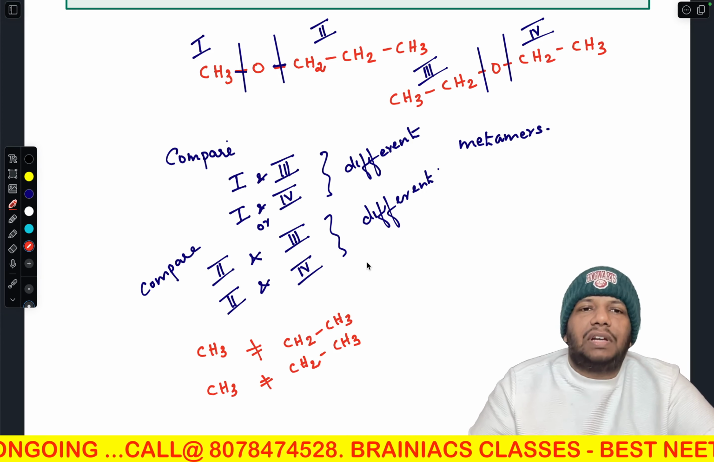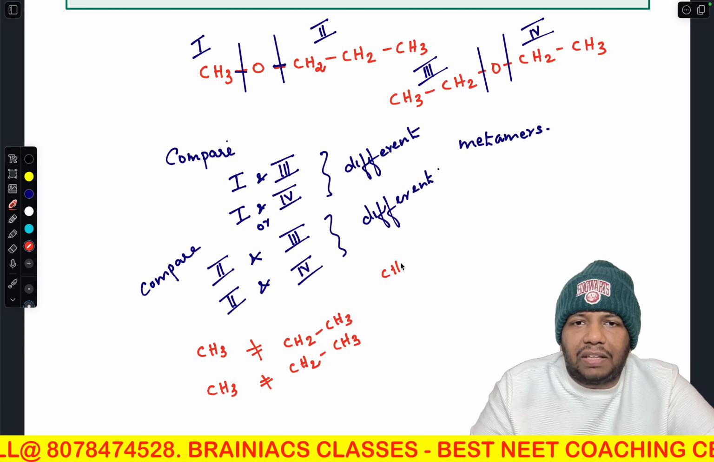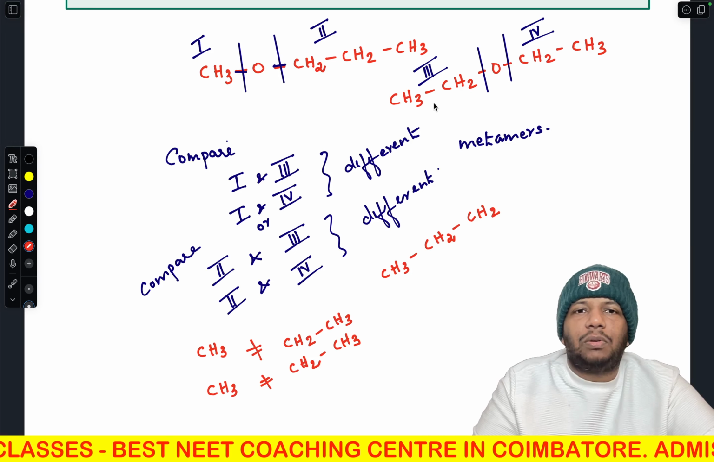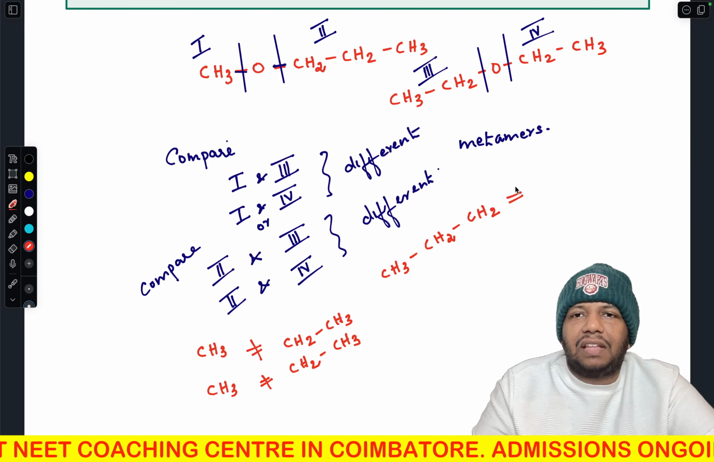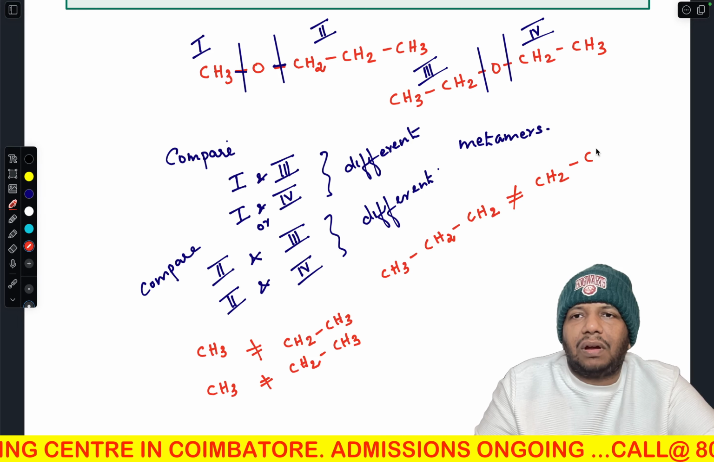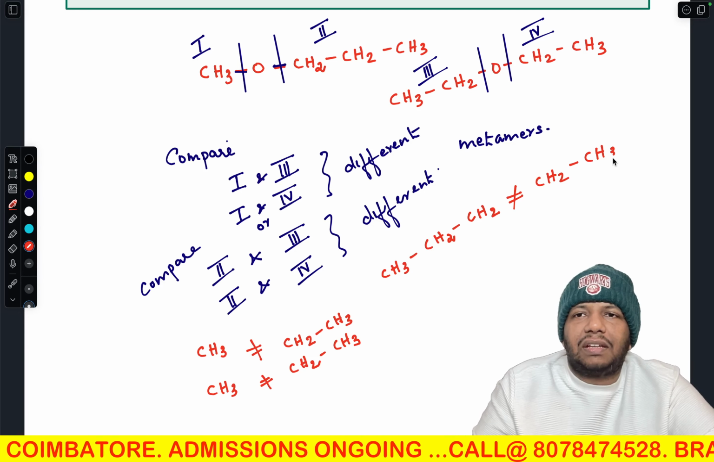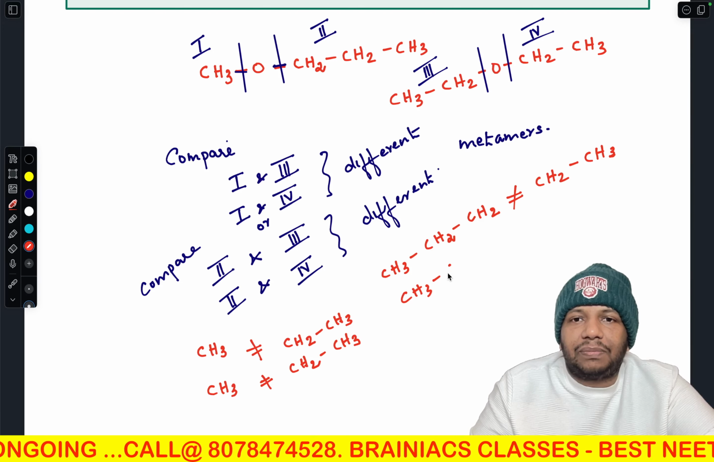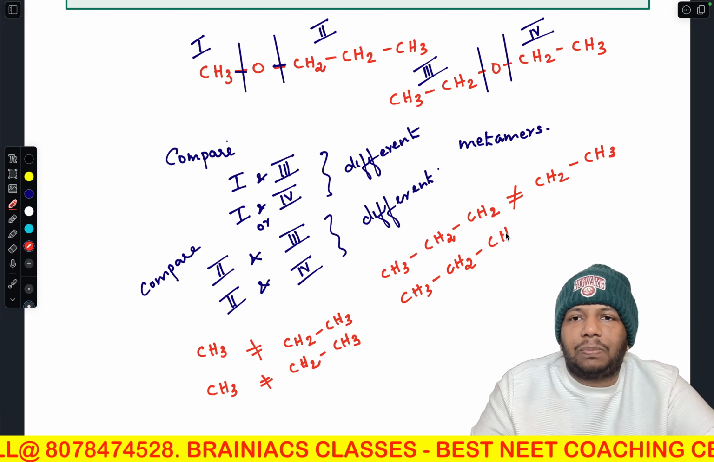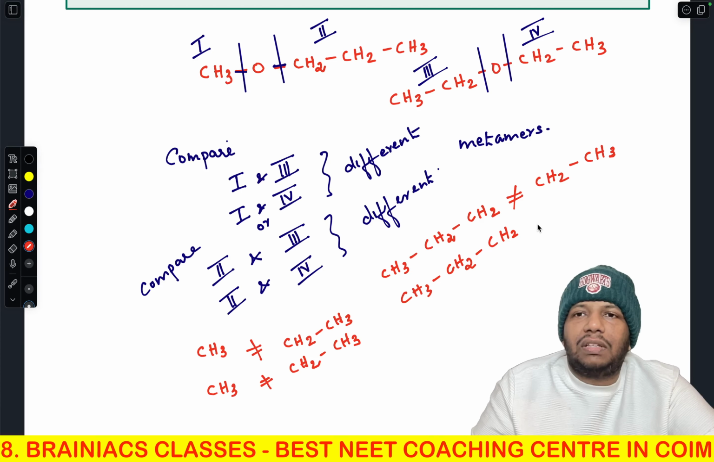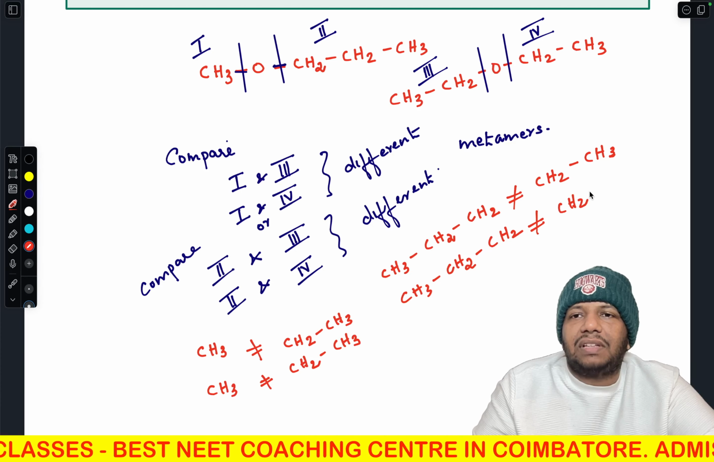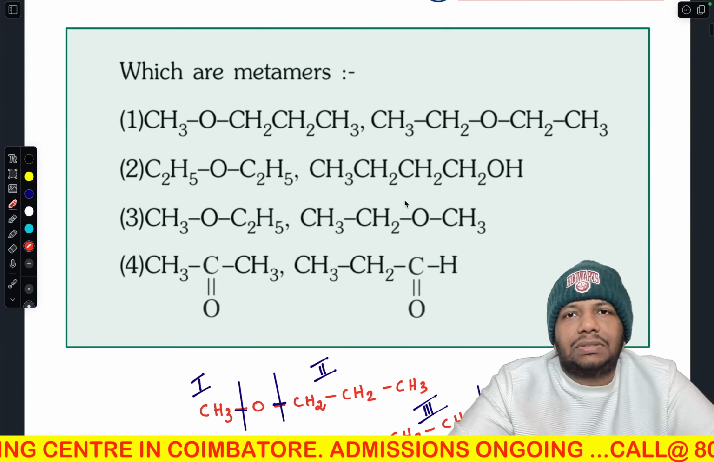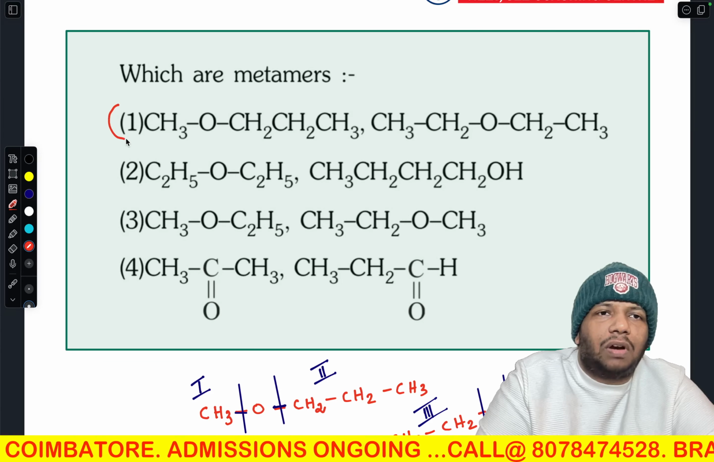Now take the 2. The second part is propyl, so I am taking CH3, CH2, CH2. I compare it with the 3, that is ethyl, that is also different. Again I take the propyl part, you don't need to write it like this, you can see and find it out, and compare it with the 4th one, that is ethyl. So they are different. So for the first option, they are metamers, so option 1 would be the correct answer.